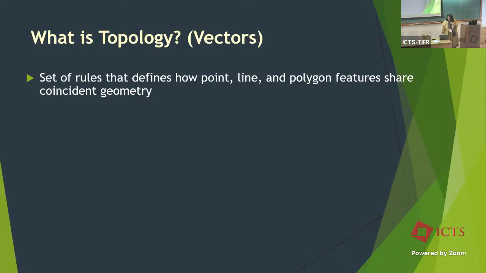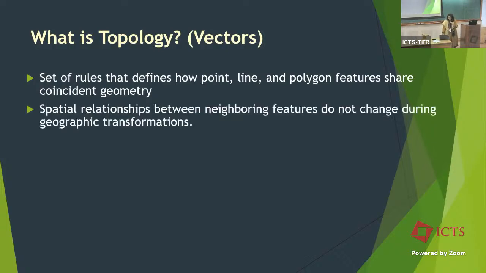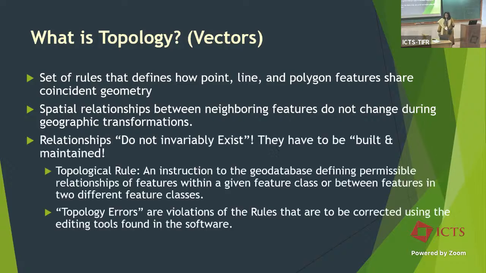So these are a set of rules that define how these features share coincident geometry and the spatial relationships between neighboring features. So this is very important with topology. Even if you transform your data, if you project your data from one projection system to a different projection system, say you go from lat long to UTM, topology never changes, okay? Topology is constant, okay? So the spatial relationships between neighboring features do not change during geographic transformations.